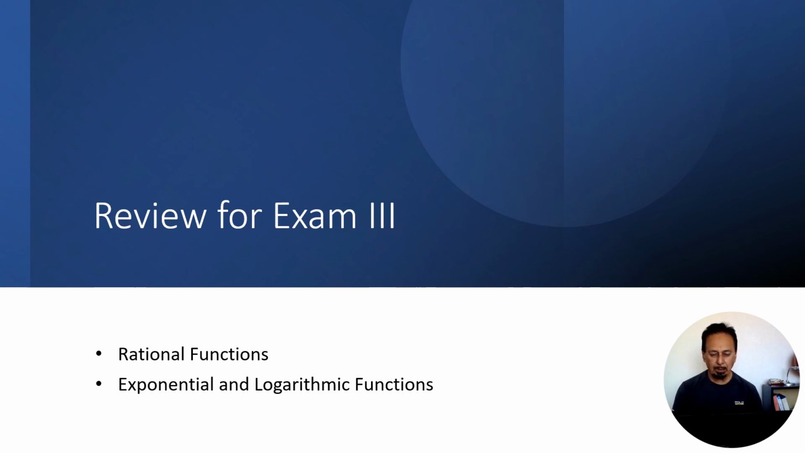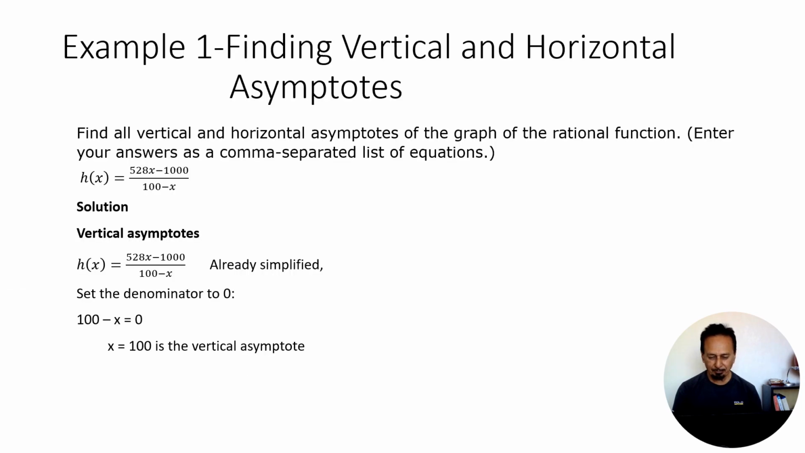In this video, I will review some examples related to rational function, exponential function, and logarithmic function. Example 1. Find all vertical and horizontal asymptotes of the graph of the rational function and enter your answer as a comma-separated list of equations.